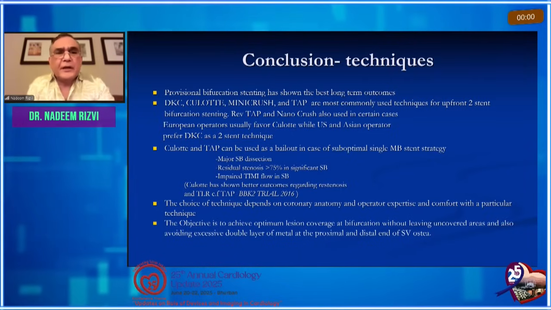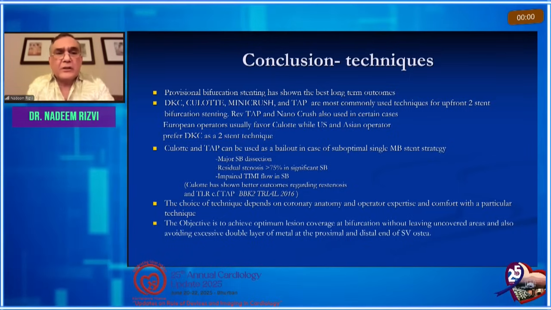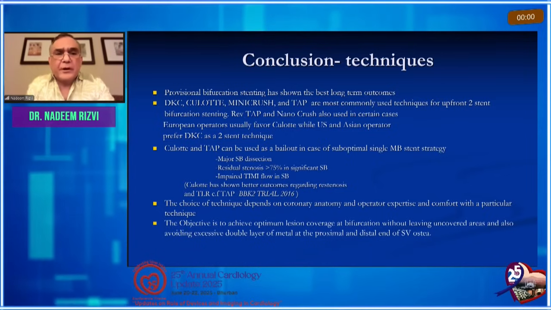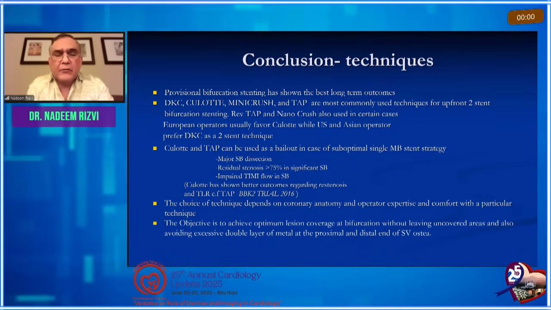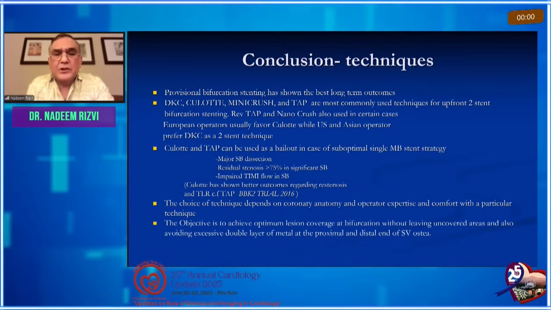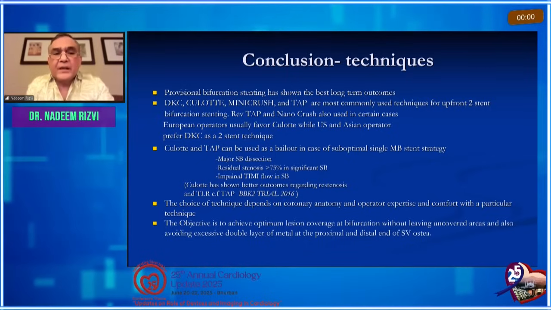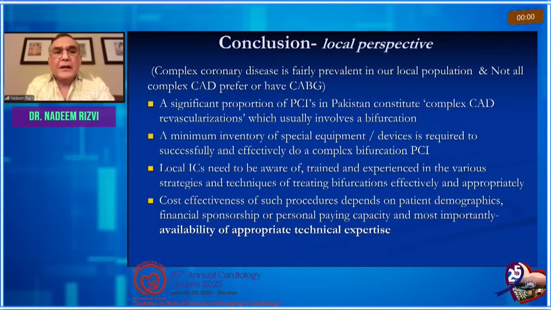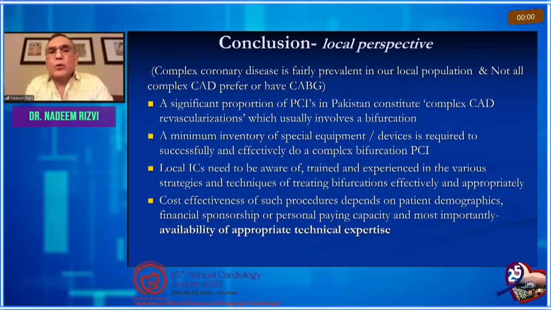US and Asian operators prefer DK crush, although DK crush needs to be practiced again and again and needs all the steps to be followed. Culotte or TAP can be used as bailout for major dissection, residual impaired TIMI 3 flow, as I've shown. Choice of technique depends on the coronary anatomy and operator expertise and the comfort of the technique in which he's experienced. The objective, this is very important, is to achieve optimum lesion coverage at bifurcation without leaving uncovered areas and also avoiding excessive double layer of metal at the proximal and distal end of side branch ostia.